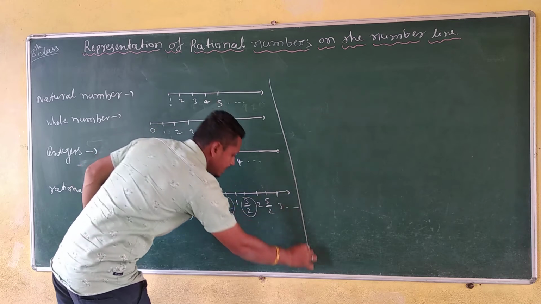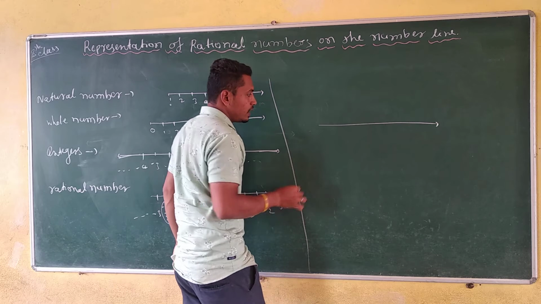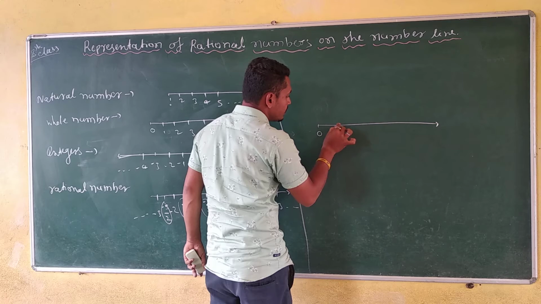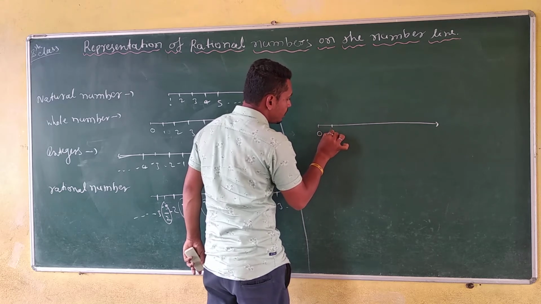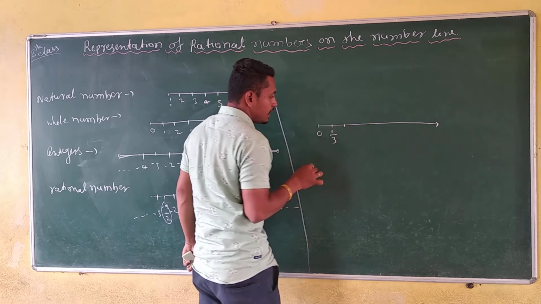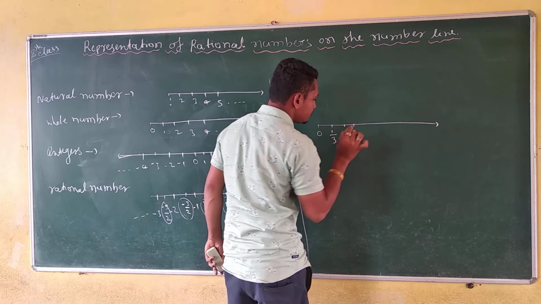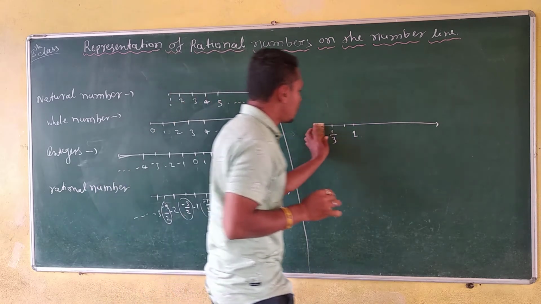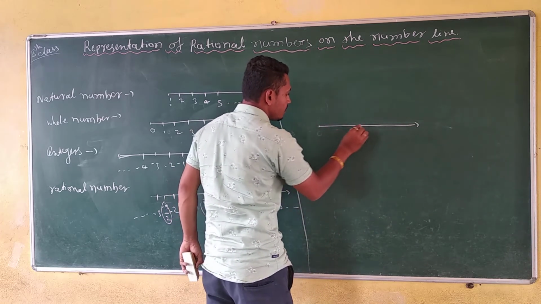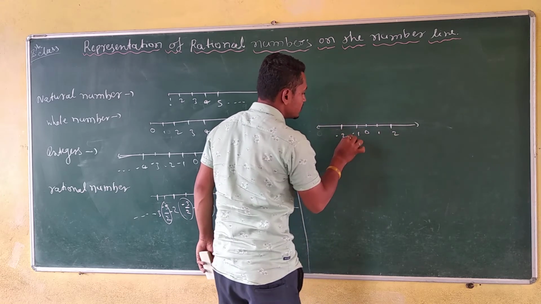Now take another example. This is one number line, and here take 0. Only the right hand side we have to write here. Now see here, 1 divided by 3, and next here 1. Or you can take one number line with 0, and 1, 2, minus 1, minus 2.